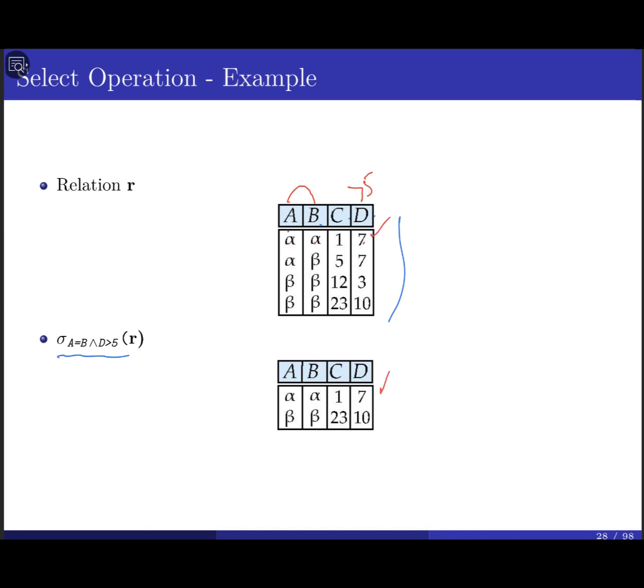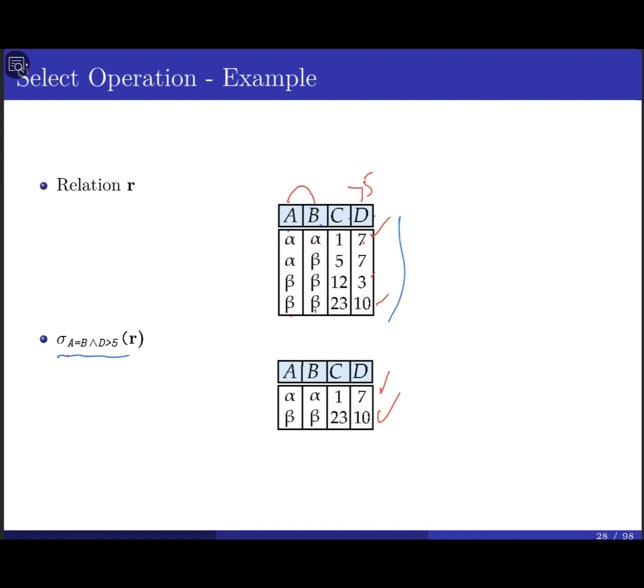Then the second one, is A equal B? No. Since it's AND, both of the two conditions or expressions must be evaluated to true in order for the overall result to be true. In this case, two conditions must be true in order to select the particular tuple. The last one, A equal B, yes, and D is greater than 5, so we are going to have only 2 tuples in this result.